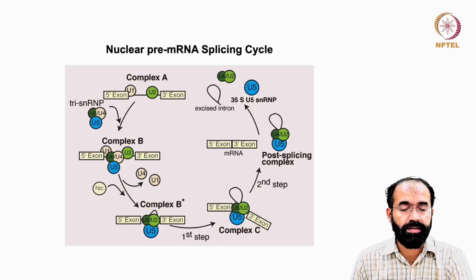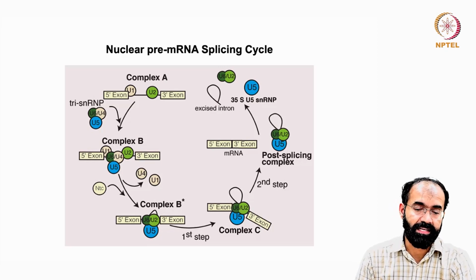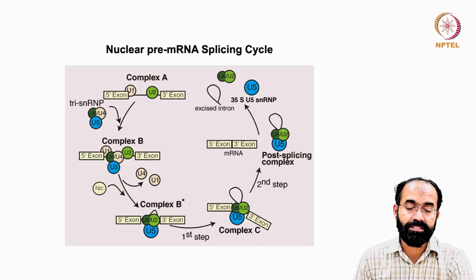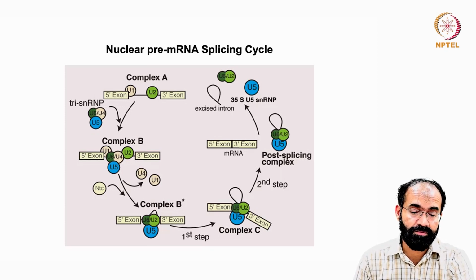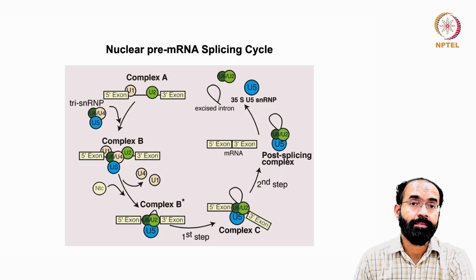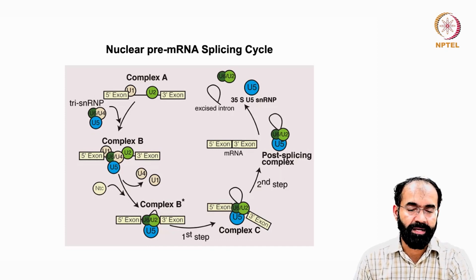Now let us quickly go into the stepwise manner in which RNA splicing takes place, the nuclear pre-mRNA splicing cycle. It forms different complexes: complex A, complex B, complex B star, and complex C, and it completes one cycle. In complex A, the first step, U1 and U2 snRNA come and bind, and remember these snRNAs also have proteins, so we call them snRNPs. U1 binds to the exon-intron boundary, and U2 binds to the branch point.